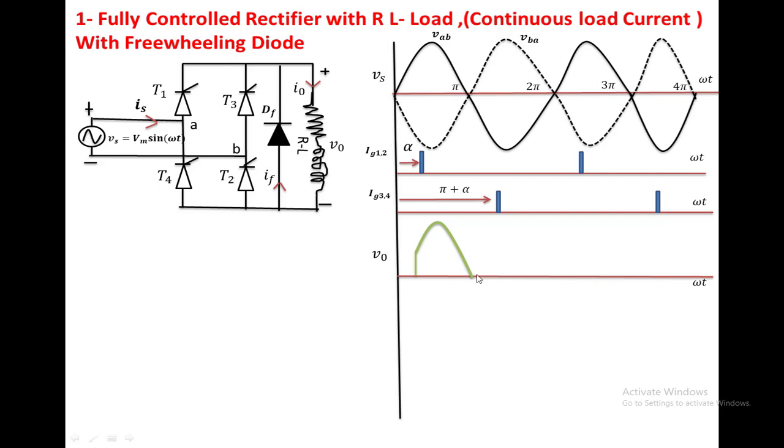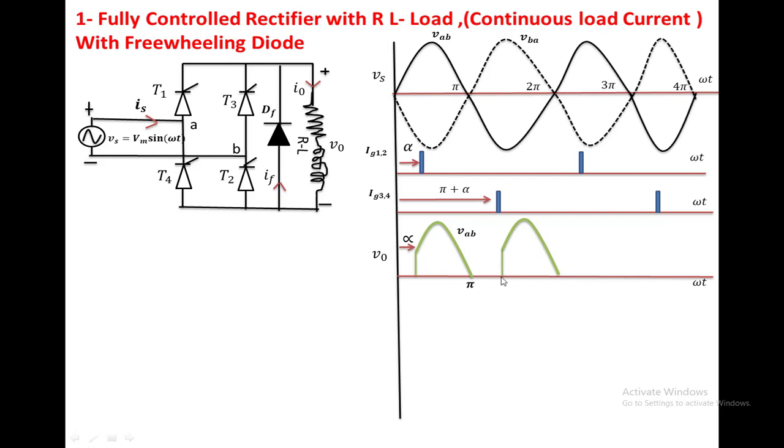Once the diode is forward biased, the current is transferred from T1, T2 to DF. So at angle pi, T1, T2 will be naturally commutated and DF will be conducting till the other two devices are connected in the circuit, up to pi plus alpha. When DF is conducting, the output voltage becomes the voltage across DF, nothing but 0. So up to pi plus alpha, the output voltage is 0.